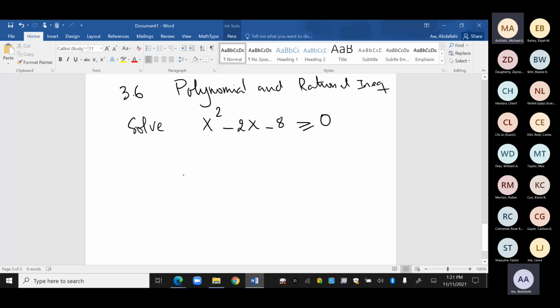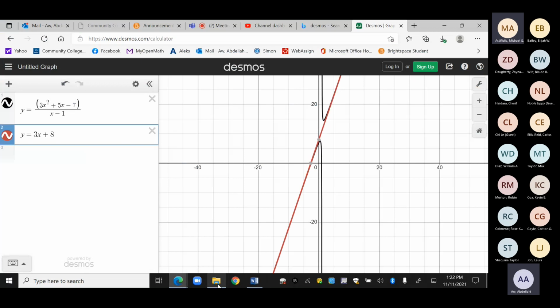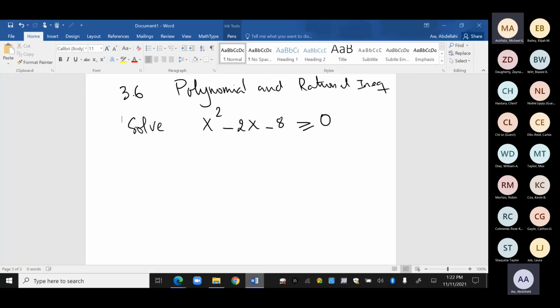Don't take this lightly. Once the inequality is not linear, we don't take it lightly anymore. The only easy inequalities to solve are the linear inequalities. Everything else has to be taken seriously. What do I do? First, factor, if it's possible. It's x minus 4 times x plus 2.